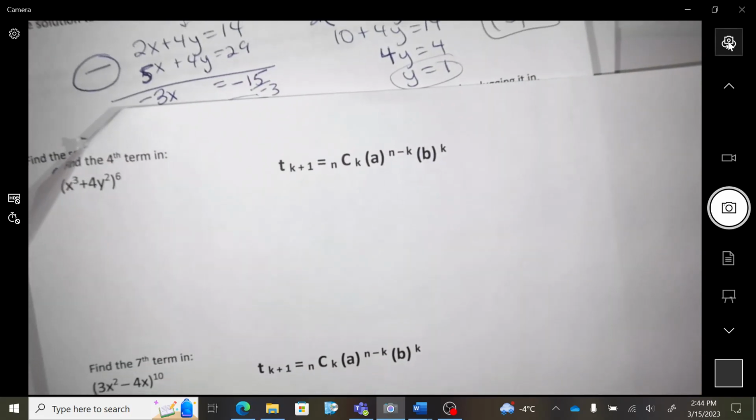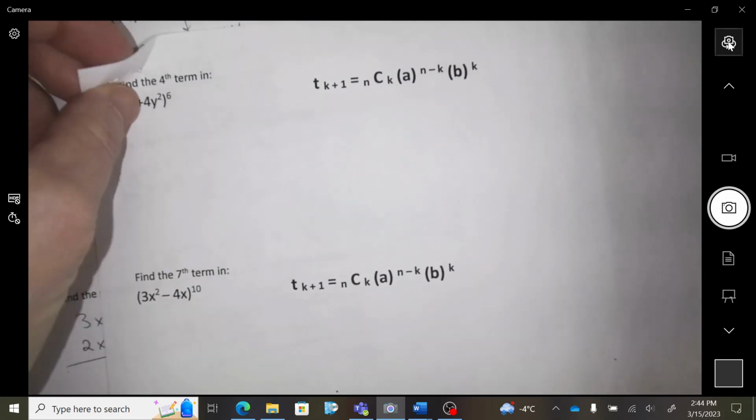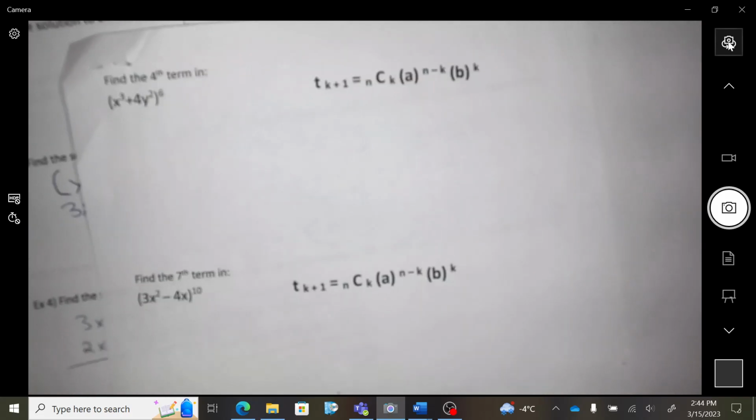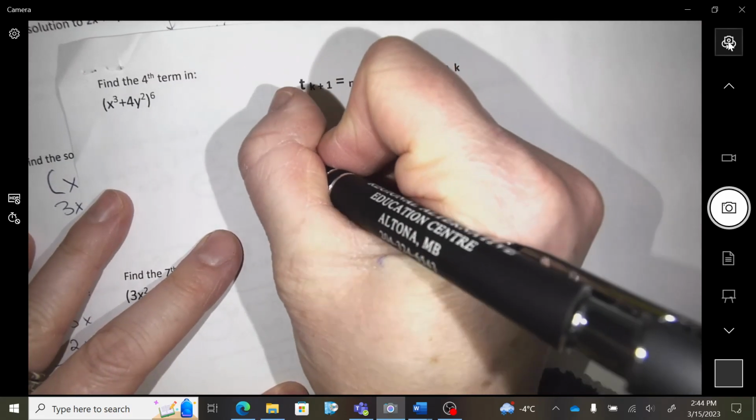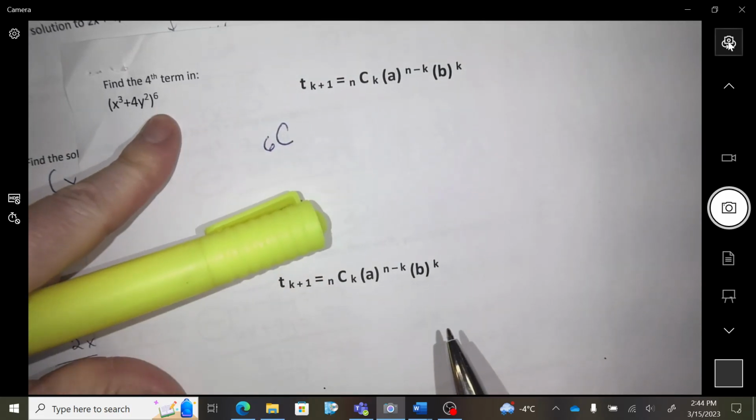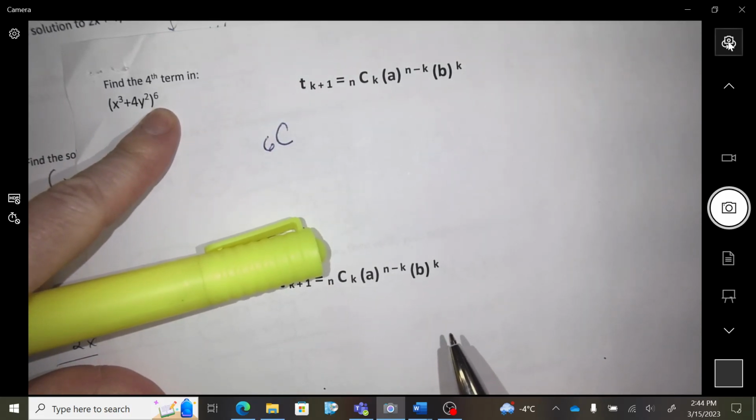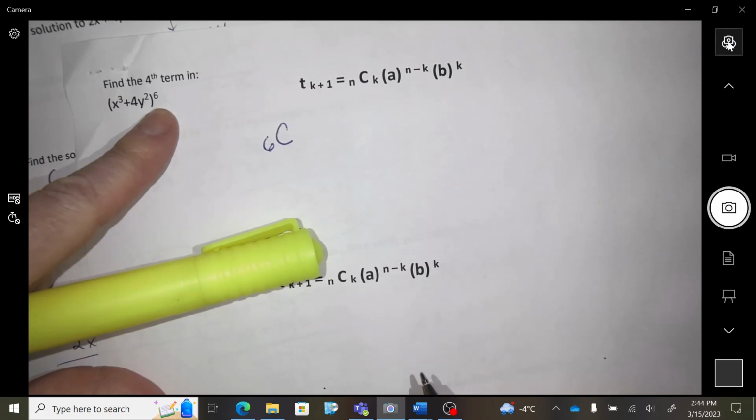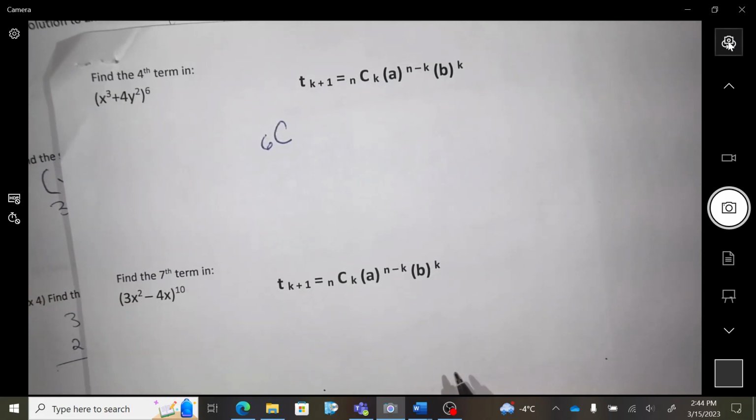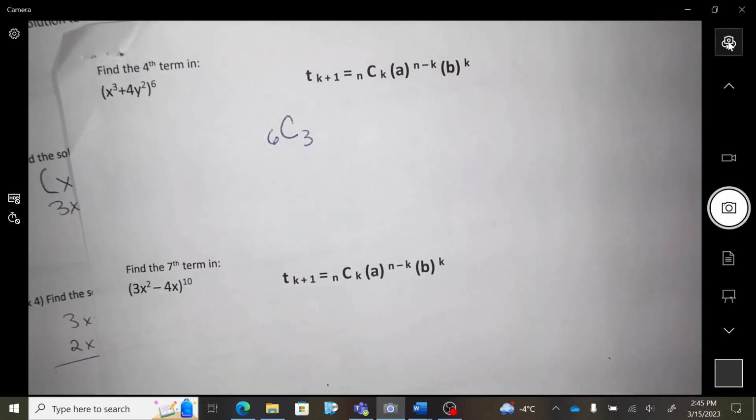Okay, find the fourth term. So 6 choose, because 6 is from the exponent. If I'm on the fourth term, what is my choose number? 3. One less, because your fourth term is only the third choose, because you chose a 0 first, and then a 1, and then a 2, and then a 3. That's the fourth term.